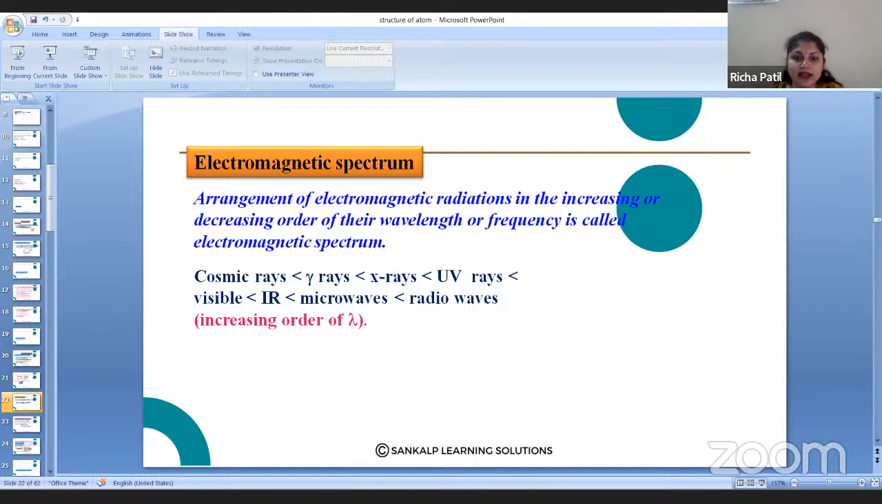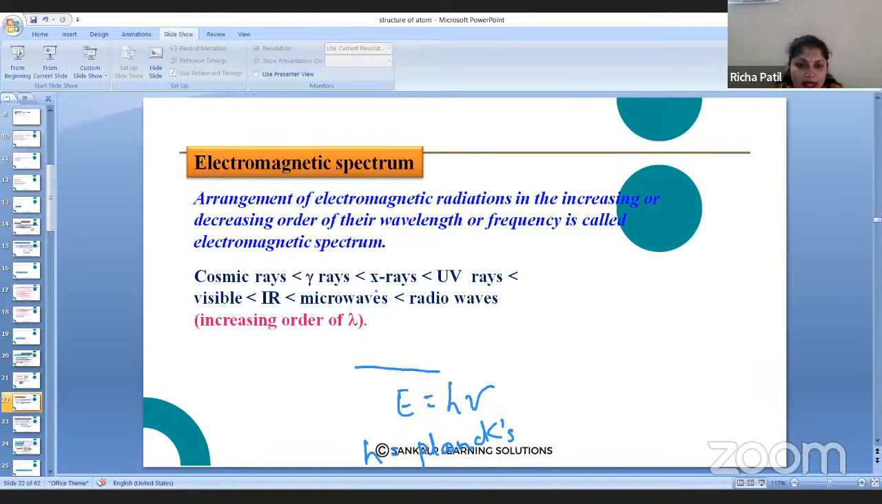Energy is equal to h nu. What is h? h is Planck's constant. The value of Planck's constant is 6.624 into 10 raised to minus 34 joule second. And nu is the frequency.